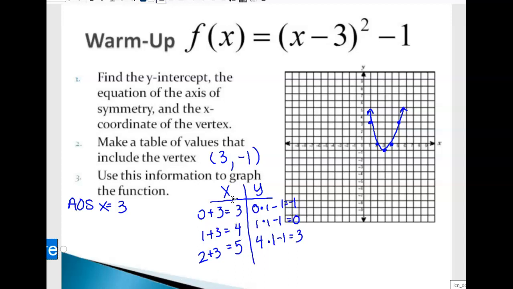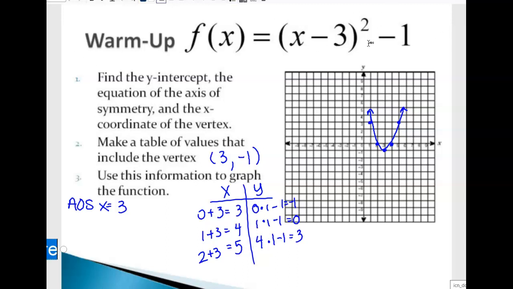So again, the idea for the table is it's x plus h, and if h is negative, then it's minus h. Y plus k, or if k is negative, then it's a minus k. So you can see down here in the table, my h value is 3. So I add 3 to 0, 1, and 2. My a value is 1, so I multiply everything by 1. And then my k value is negative 1, so I subtract negative 1 away from each of those. So again, the idea is that you have to play off of whatever your A, H, and K are.